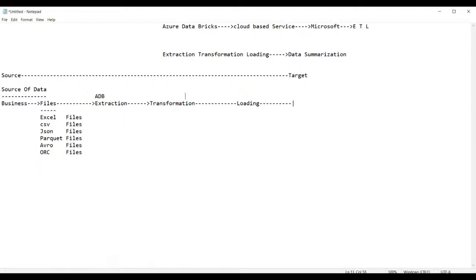That is called the target, or we can say destination. The data will be transferred to the destination. Am I right, guys? Everyone? Yes, guys, is everyone following or not?